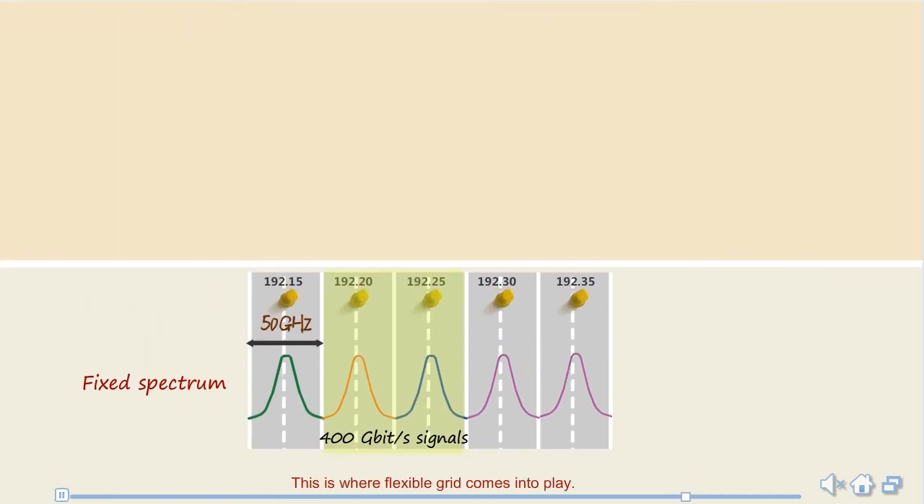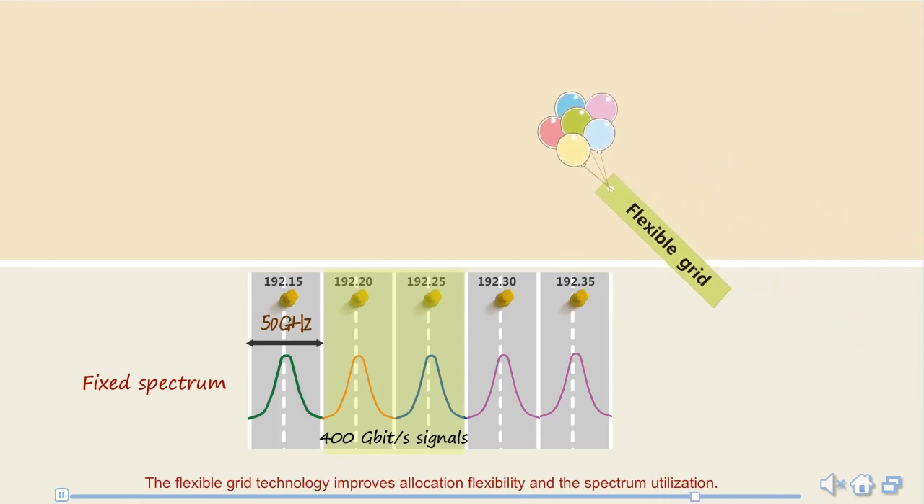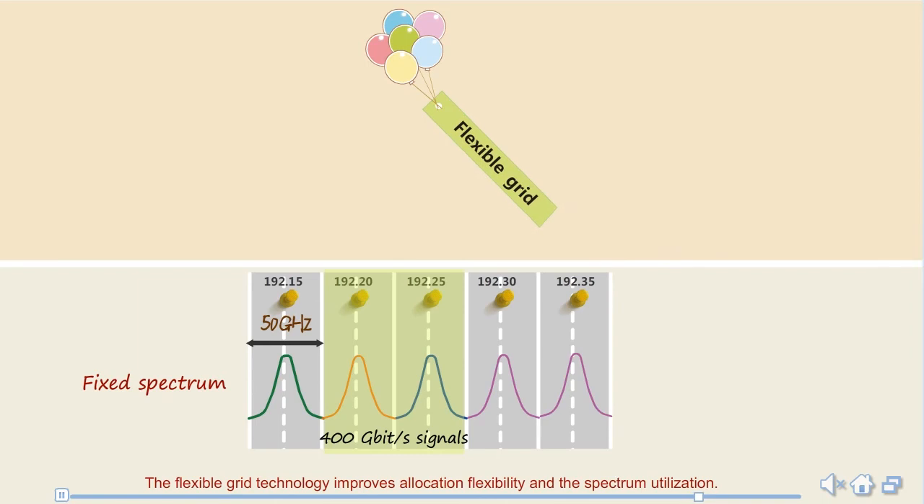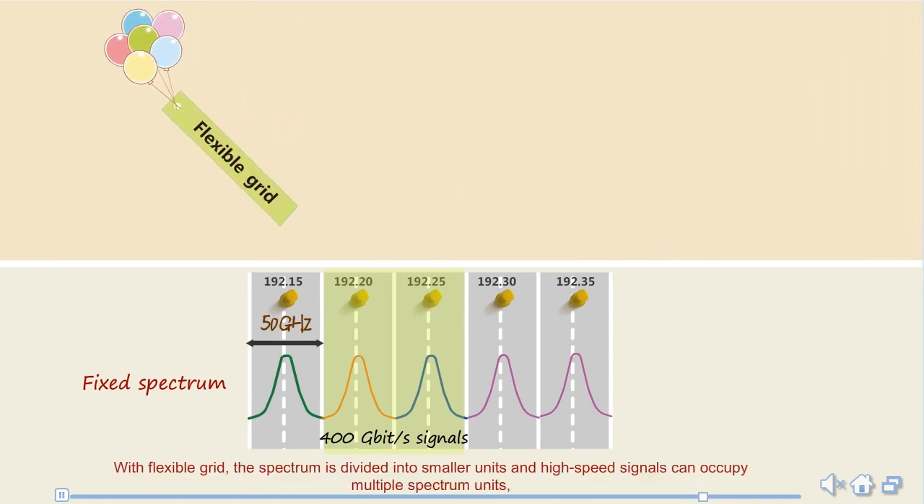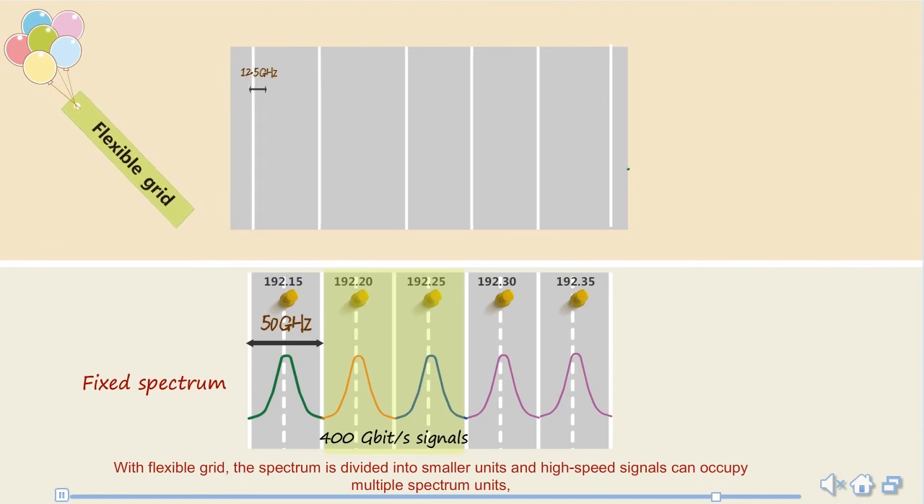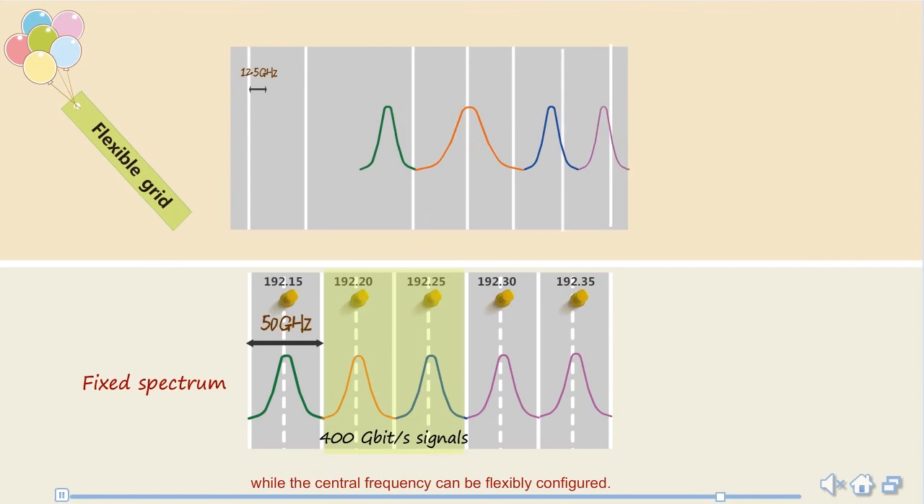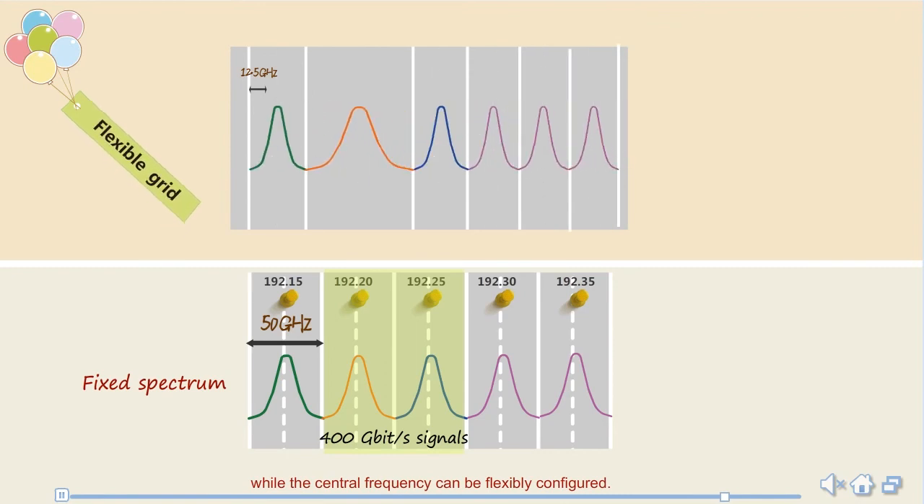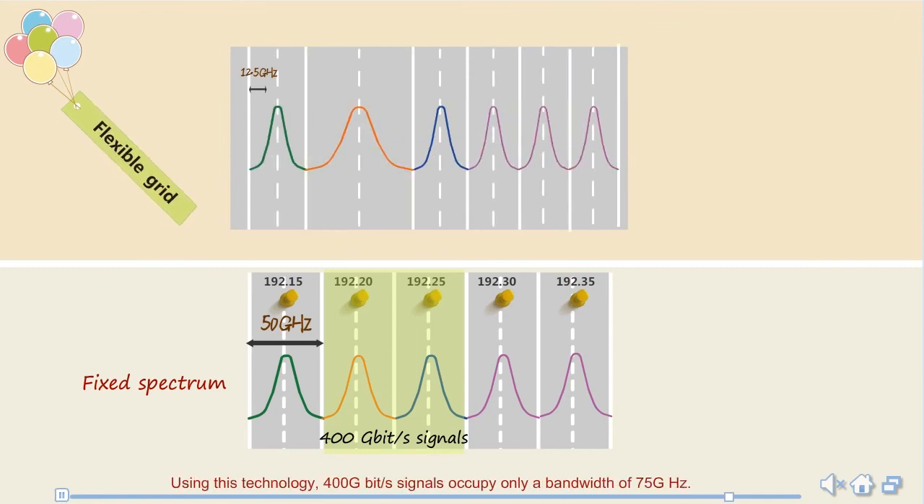This is where flexible grid comes into play. The flexible grid technology improves allocation flexibility and spectrum utilization. With flexible grid, the spectrum is divided into smaller units and high-speed signals can occupy multiple spectrum units, while the central frequency can be flexibly configured. Using this technology, 400G bits per second signals occupy only a bandwidth of 75 GHz.